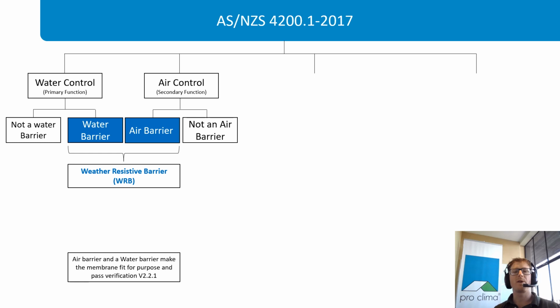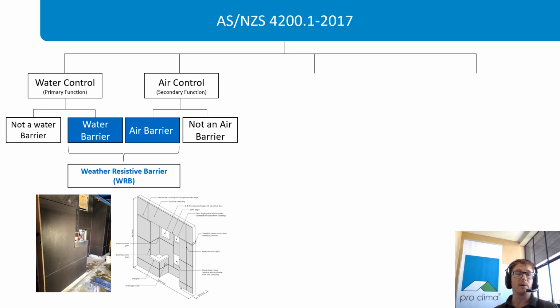So what a weather-resistive barrier actually needs to be to get effective weatherproofing is it needs to be a water barrier and it needs to be an air barrier by definition of AS/NZS 4200 Part 1. So weather-resistive barrier is not actually defined in that standard, but this is what you need to make a weatherproof building. You need to have those two properties, and the air barrier membrane needs to be connected and sealed at all junctions and overlaps. And this is how you achieve effective weatherproofing for the building code.